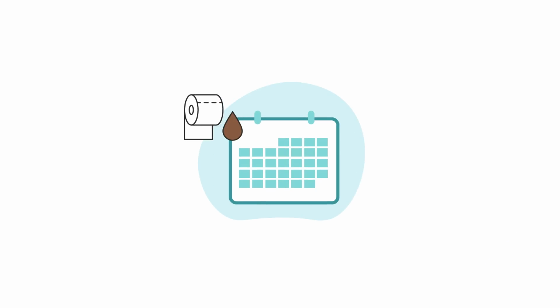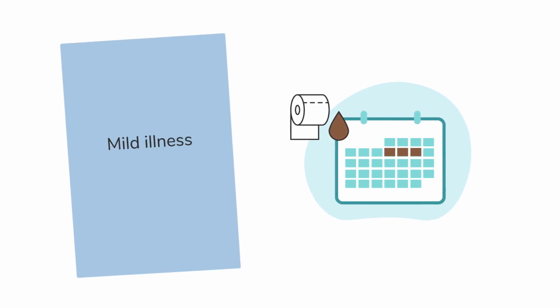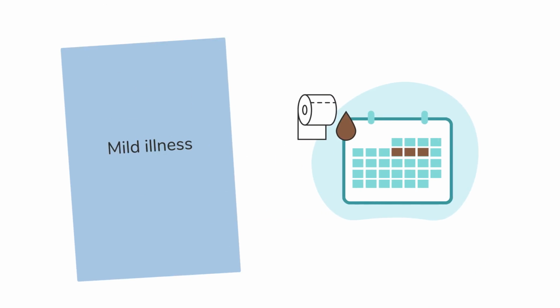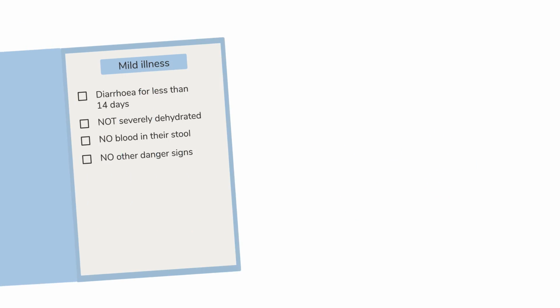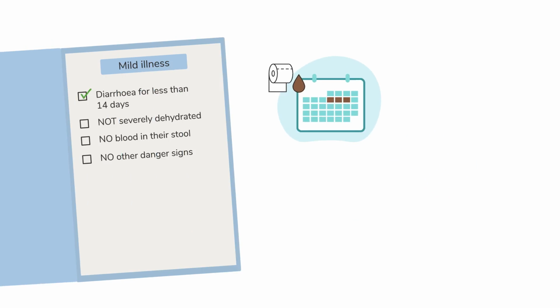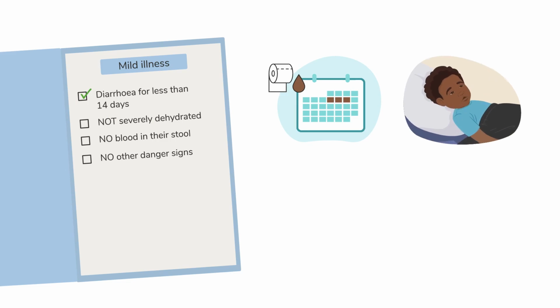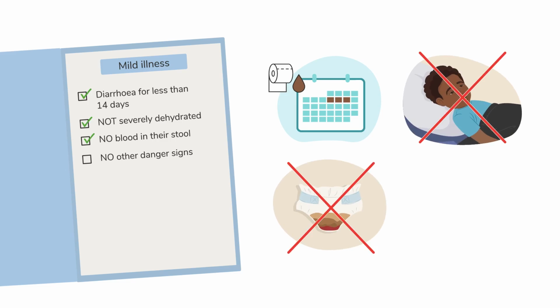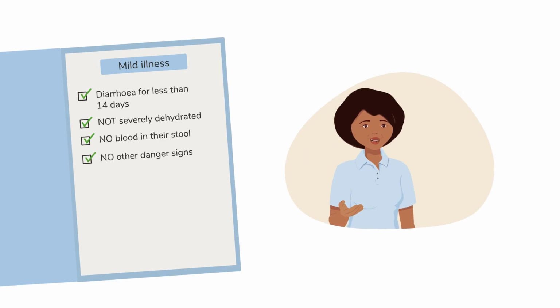Diarrhea, which is described as a couple of small loose stools for a few days, is usually a sign of a mild illness, as most diarrhea goes away after 3 to 4 days. A child has a mild illness if they have had diarrhea for less than 14 days, do not have enough watery stools that they become severely dehydrated, have no blood in their stools, and have no other danger signs. Explain to the caregiver how to treat the child at home.